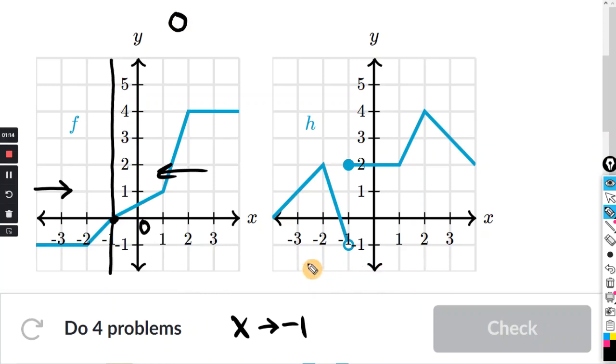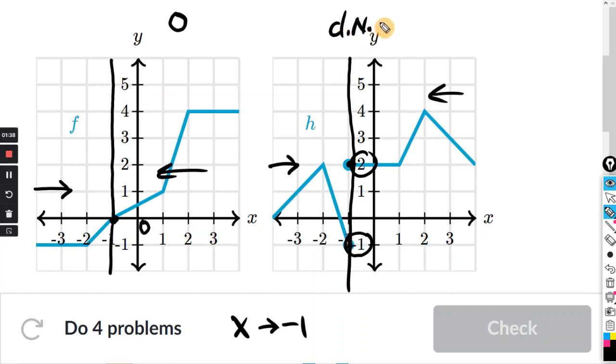Then on this graph, here's -1. As x approaches -1 from the negative side, we are at this point, and that is -1. And then when we approach it from the other side, the positive side, we're right here. That's at y equals 2. So on this side, it does not exist. Now, we have to do a second try, and that's for the one-sided limits.